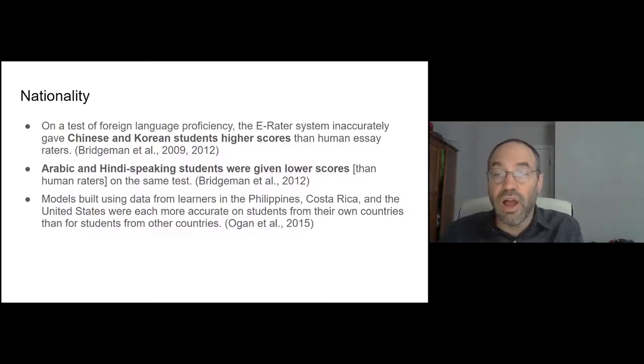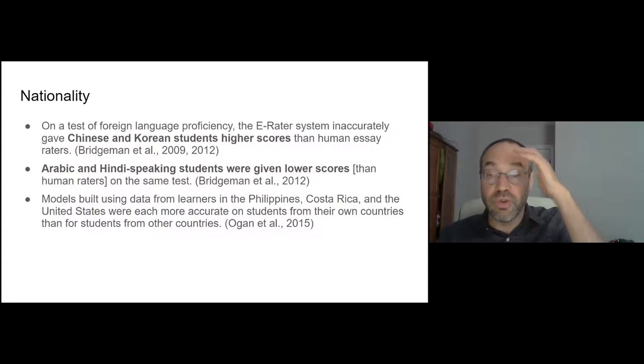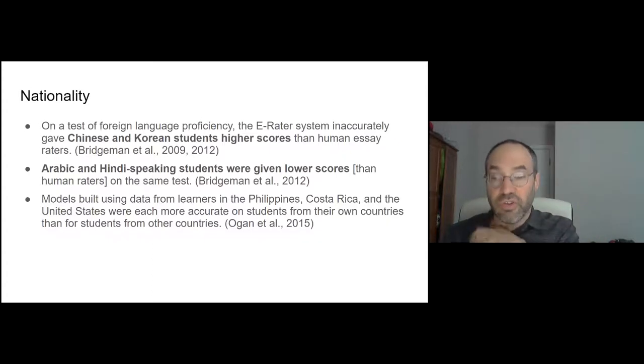In a second body of research, Ogan and her colleagues showed that models of student help seeking built using data from learners in the Philippines, Costa Rica, and the US were each more accurate on students from their own countries than for students from the other countries.